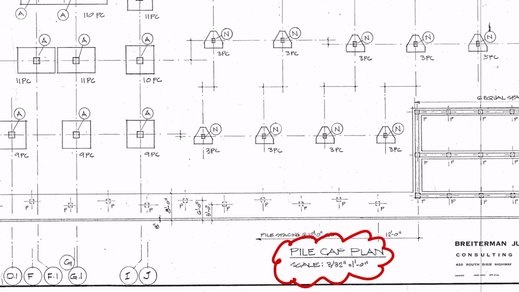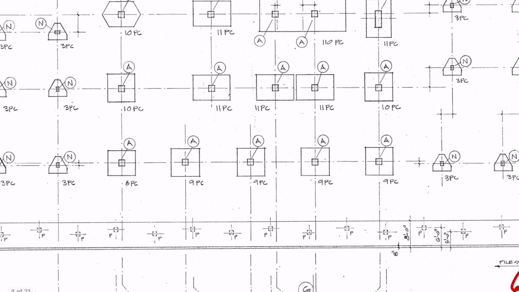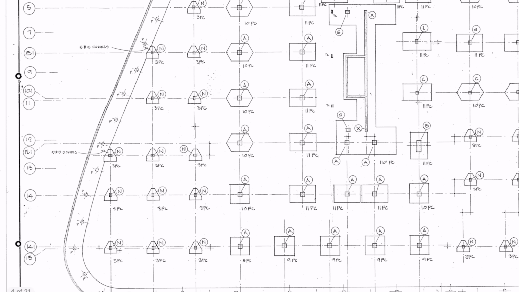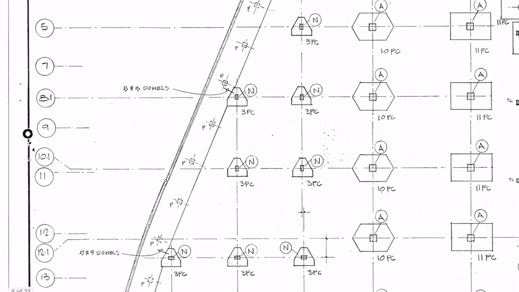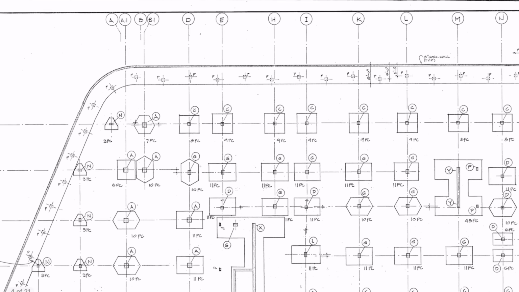Okay, so what we have here is a pile cap drawing. What's great about this is it tells us this building is definitely piled. And the notation next to the pile cap, like 3PC or 10PC, means the number of piles in that pile cap. This is clearer when I show you the pile cap details.